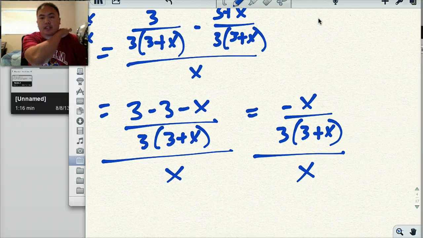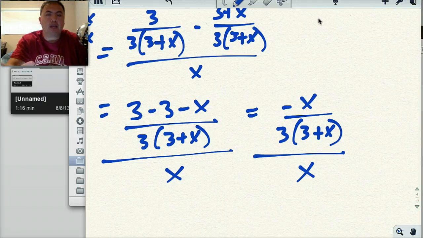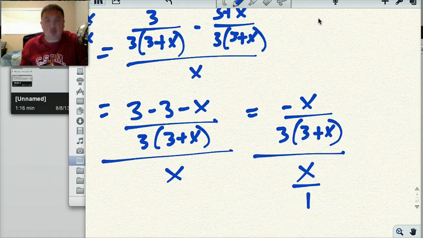Now we're going to simplify this fraction within the fraction by division. So remember this x here on the bottom? Remember, this is an x over an imaginary 1, right? That means the exact same thing. So to repeat, this is the original problem. This means the exact same thing as x over 1, right?